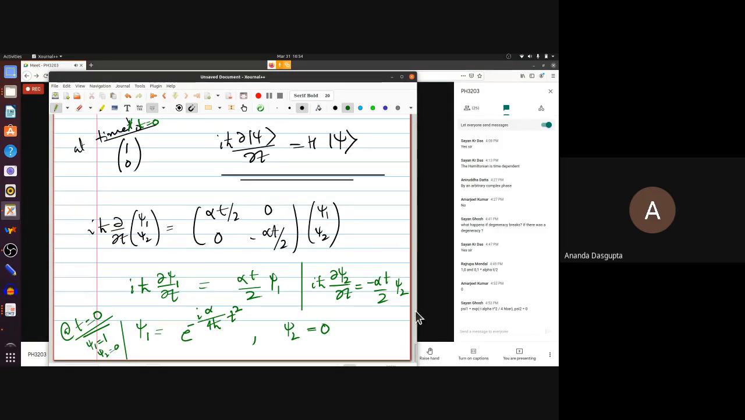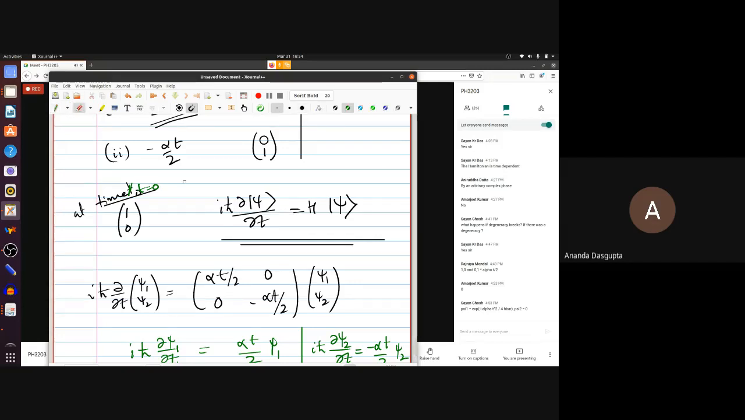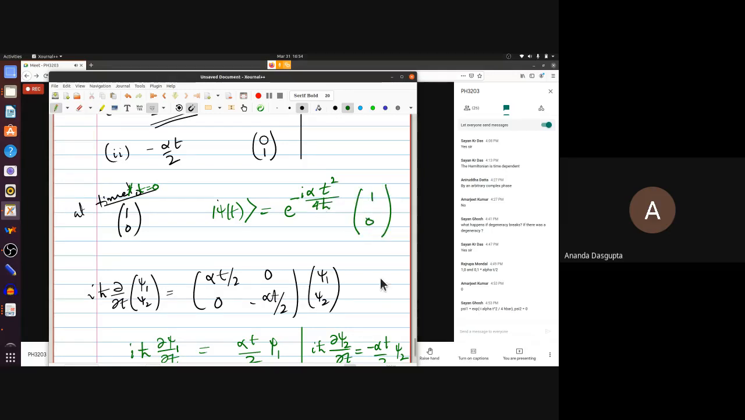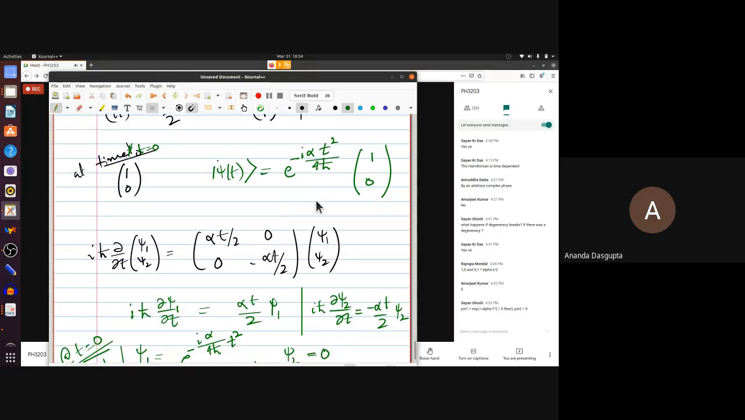So basically, at time t0, you had this. At t equal to 0, you had this. At time t, psi of t is simply given by this quantity. So apart from the phase factor, e to the power minus iαt square by 4ħ, which is an overall phase you can always pick up, you started at the state (1, 0). You are staying at the state (1, 0) forever. The state doesn't change. It just picks up a phase factor. In this particular simple two-dimensional time-dependent problem, you have a very simple solution. Once (1, 0), forever (1, 0). Once (0, 1), forever (0, 1).